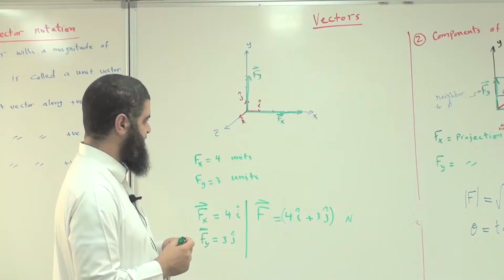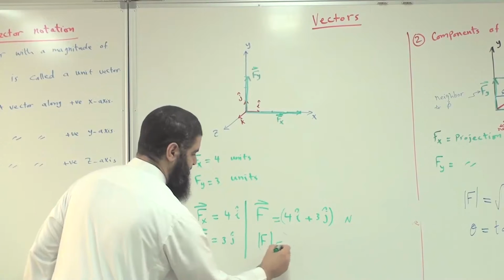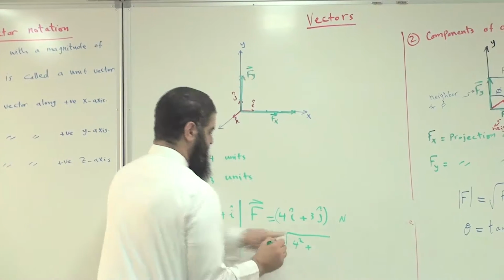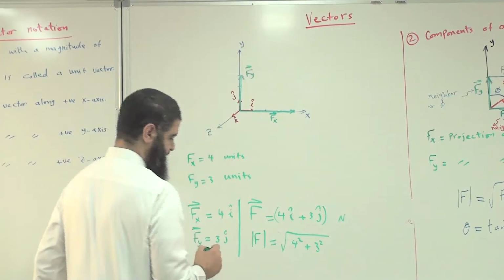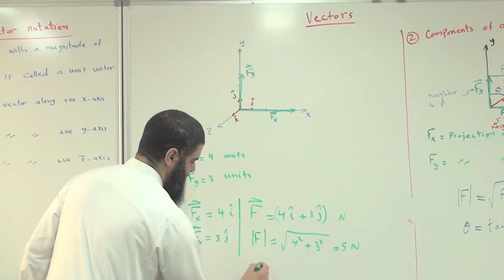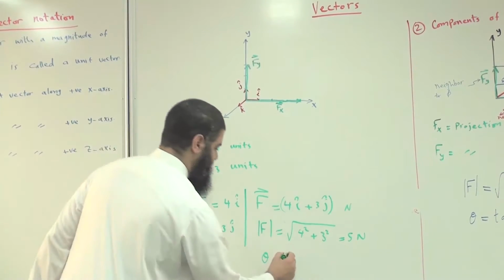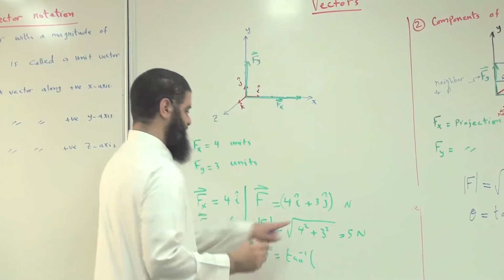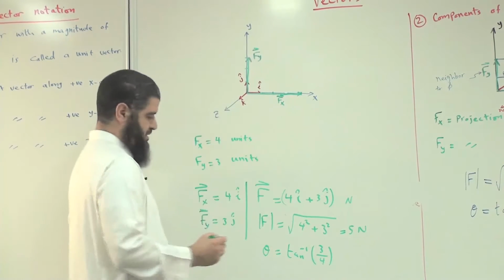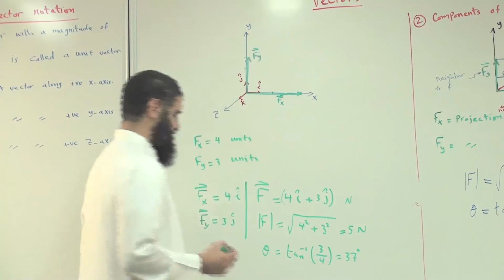If we want to find what is the magnitude of this vector, okay, so F magnitude will be the square root of the x component squared, which is 4 squared, plus the y component squared, which is 3 squared, and this will be 5 newtons. And if we would like to know what is the angle theta it makes with the positive x-axis measured counterclockwise, this will be tan inverse of the y component divided by the x component. And if you calculate it, it will be 37 degrees.